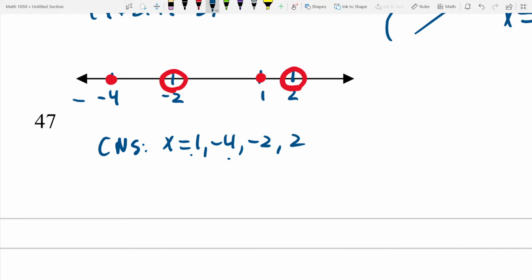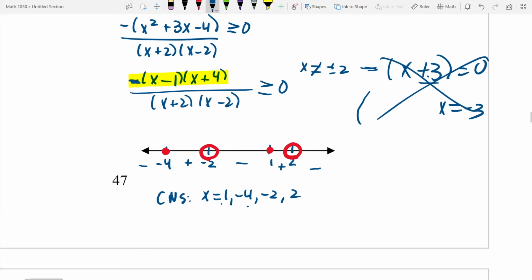-3 is the next region. -3, store, enter, up, up, enter, and I get a positive. In between a -2 and a 1 is a 0, store, enter, up, up, enter, and I get a negative. Between 1 and 2 is 1.5, store, enter, up, up, enter, and I get a positive. To the right of 2 is a 3, store, enter, up, up, enter, and I get a negative.